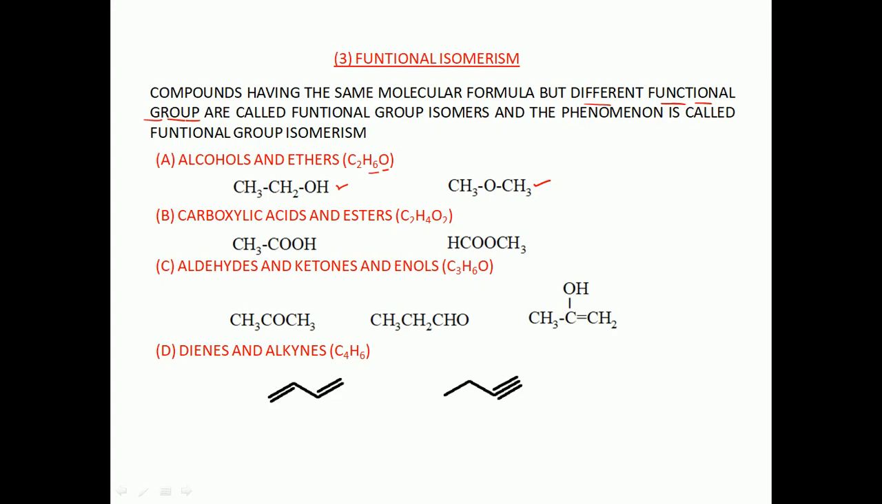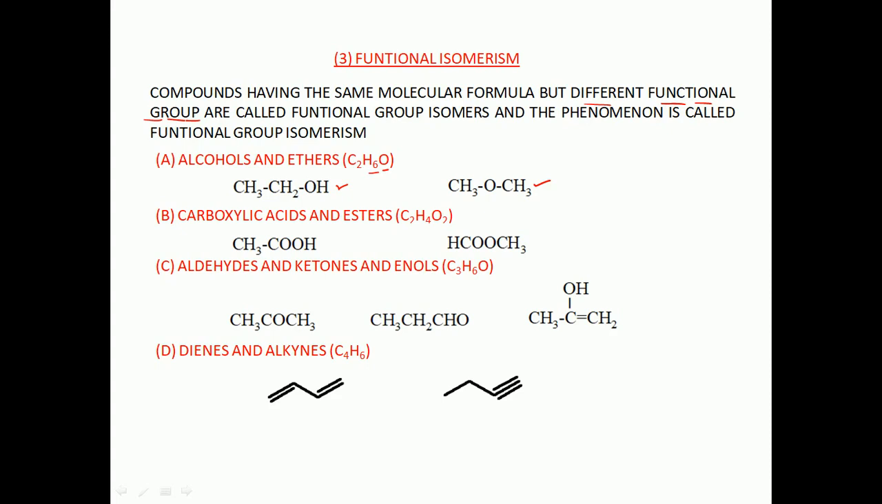So both this alcohol and ether have the same molecular formula, but where is the difference? The difference is in the functional group. In the first structure, the functional group is an alcoholic functional group. In the second structure, the functional group is an ether functional group.